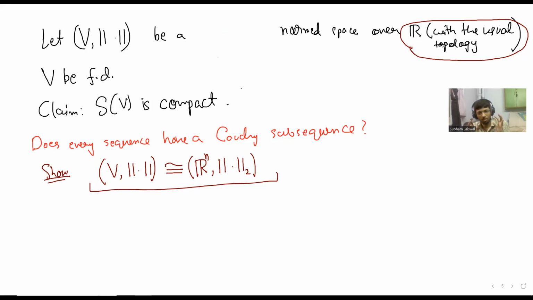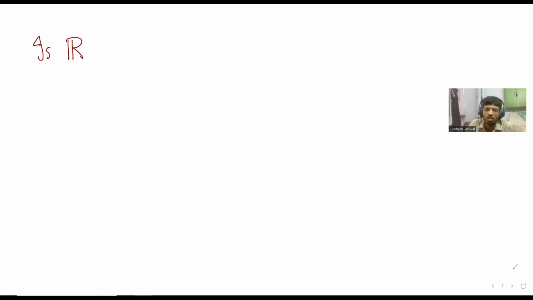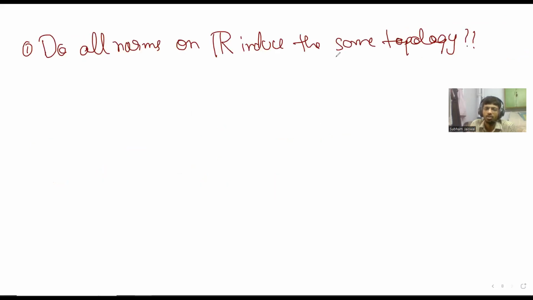So really, the main question is: what are the norms on R, and do they induce the same topology as the usual one? And if not, then what are those topologies, and is the sphere compact with respect to those topologies? If the answer is yes, then on Rn also the sphere will be compact, because a product of compact sets is compact.